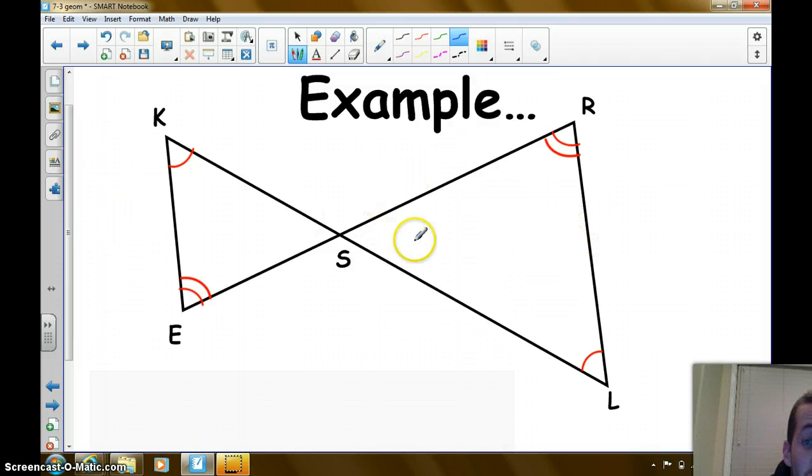You can show that these two triangles are similar. Also, don't forget we have a nice bow tie here, so vertical angles are congruent. So those two triangles are similar by that.